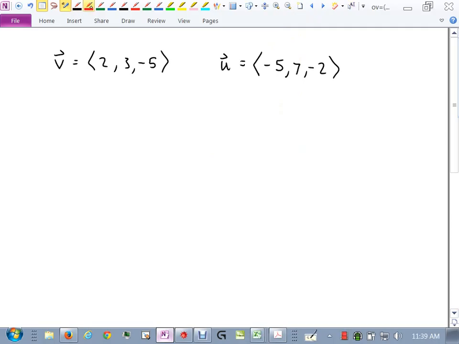All right, so if I'm going to try and find 4v minus 3u, what I'm going to do is I'm going to write 4, and then I'm going to write the vector v, which is 2, 3, negative 5, then minus 3 times the vector u, which is negative 5, 7, negative 2.